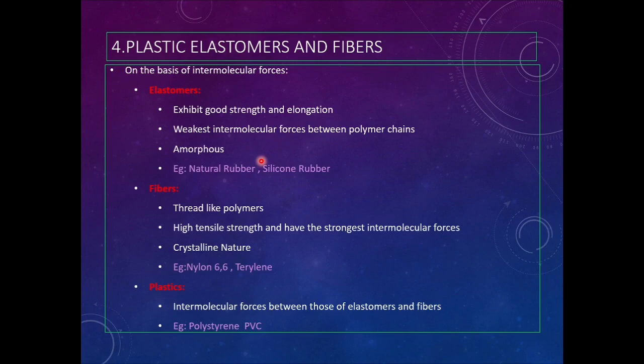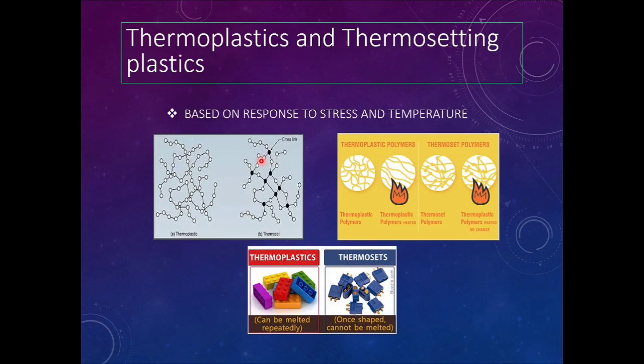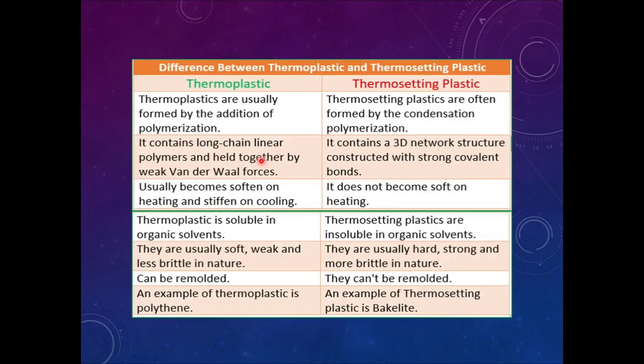And plastics will have intermolecular forces between those of elastomers and fibers. And these plastics can be divided into two: thermoplastics and thermosetting plastics. Based on response to stress and temperature, these polymers are classified into thermoplastics and thermosetting plastics. Now we'll see the differences between thermoplastics and thermosetting plastics.